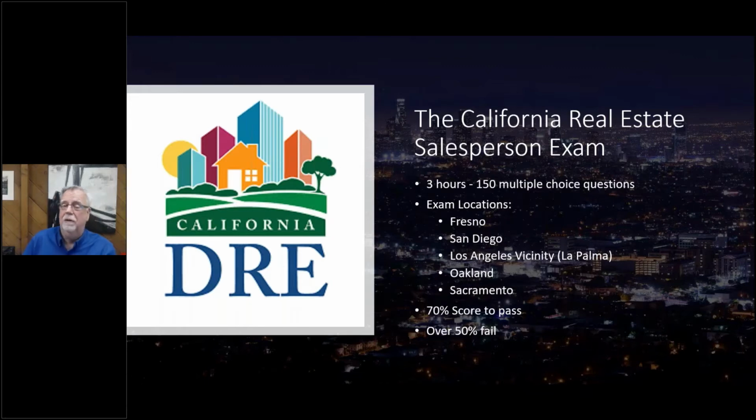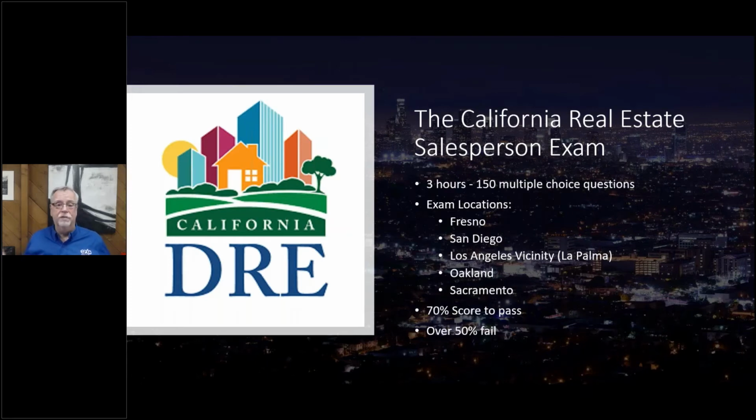The hard part, the challenging part is passing the real estate exam. The California Real Estate Salesperson's exam is 3 hours long. It's 150 multiple guess, multiple choice questions. Like A, B, C, D, pick the best answer. No essay questions, no true false questions, no fill in the blank. And it's not an online, take it at home, open book test. You have to go to one of the Department of Real Estate testing facilities.